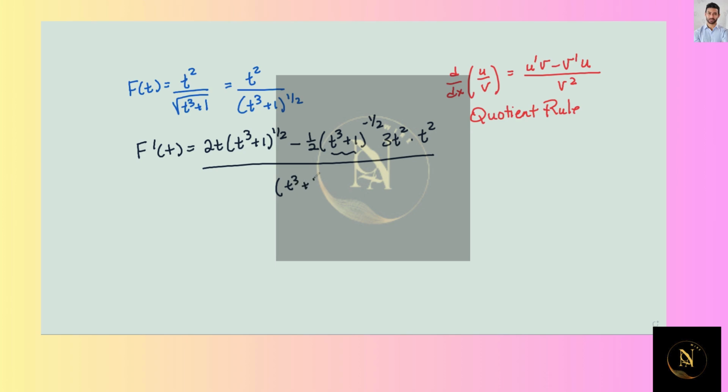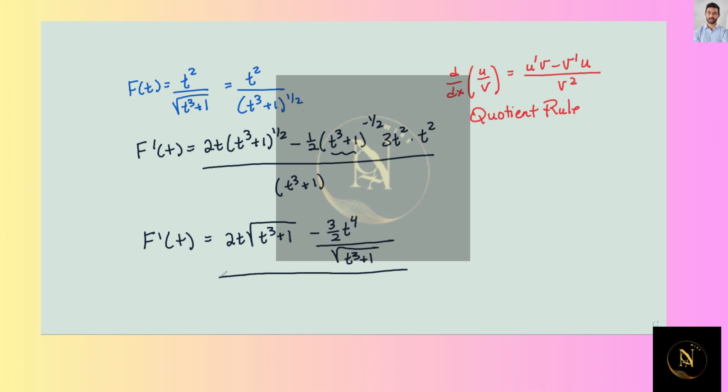So t cubed plus 1, if I square a square root, I just get the parentheses without any power, so that's looking good. So let's clean this up just a tad and see what we have. It looks like we have 2t square root of t cubed plus 1. If I clean all this up, I get minus 3/2 t to the 4th over the square root of t cubed plus 1, all over t cubed plus 1.